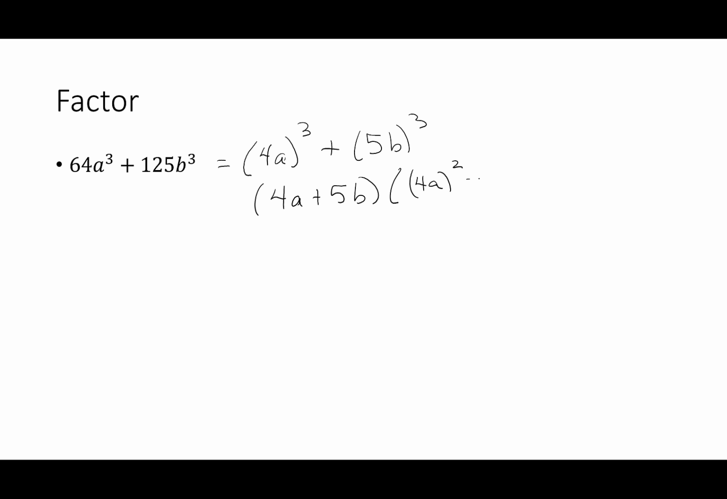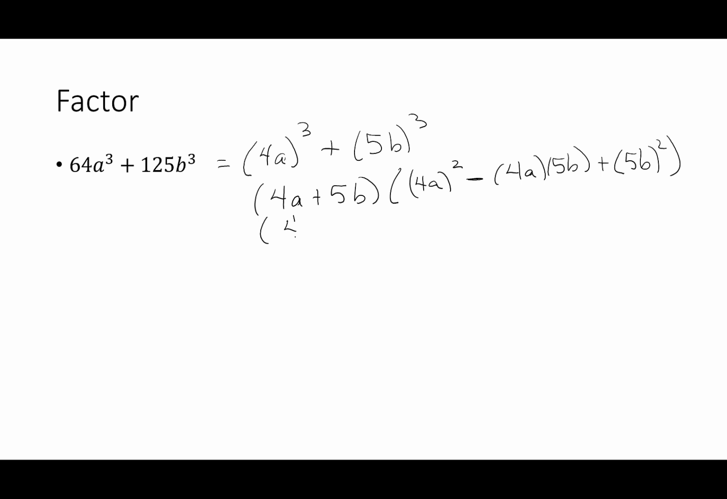So let's try this. I'm going to factor 64a cubed plus 125b cubed. Now, you might find it easier to say the cube root of 64 is 4, and there's a cubed. 125 is 5 cubed, so I have 5b cubed. So remember, it starts with the plus, 4a plus 5b. Then it's 4a squared minus 4a times 5b, plus 5b squared.